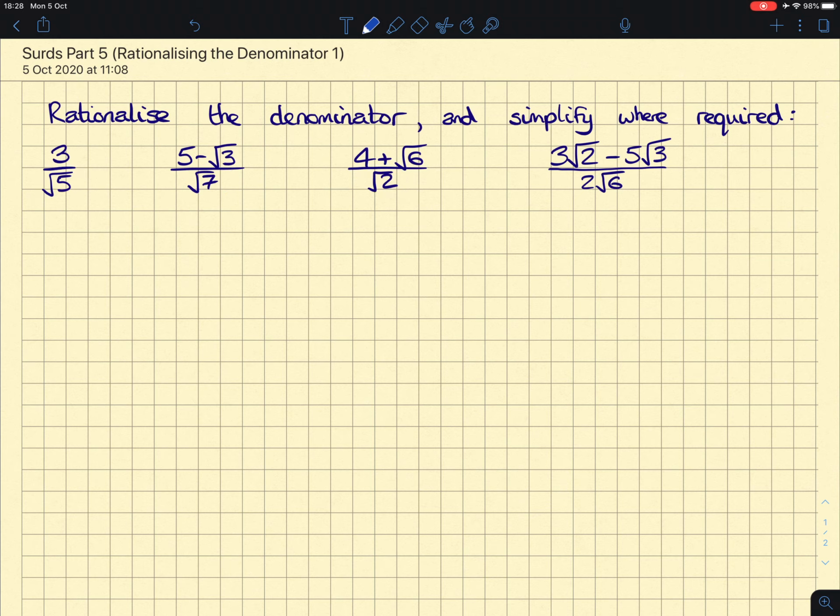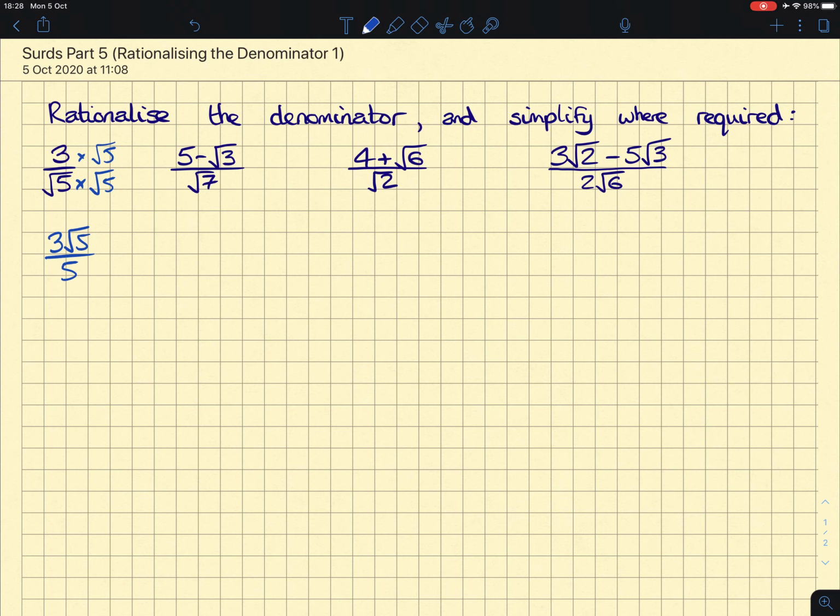The way to rationalize a denominator that has only one term like this is to simply multiply top and bottom by the surd itself. So in this case, we multiply top and bottom by root 5 for the first one, giving us a 3 root 5 on the top and a 5 on the bottom. There's nothing more that can be simplified in that fraction now. Our denominator is rational, so we're done.